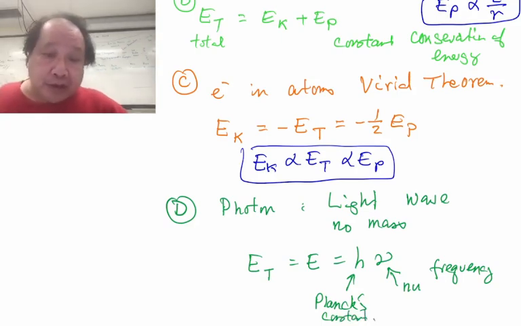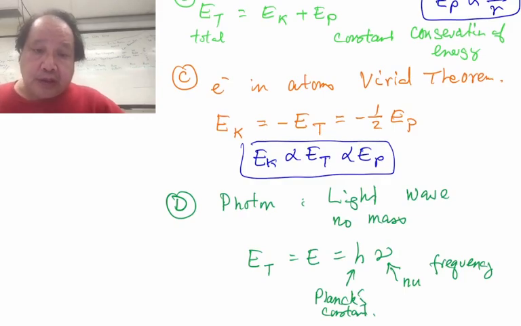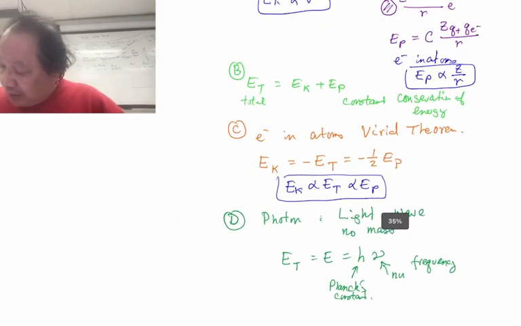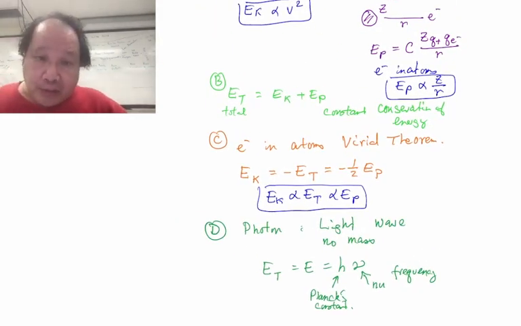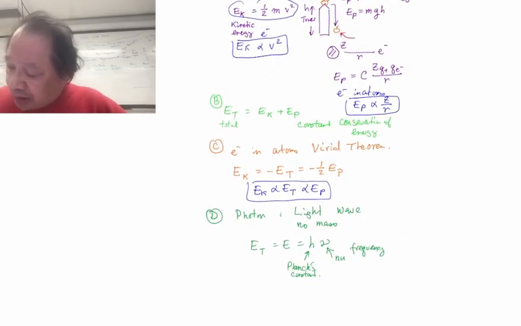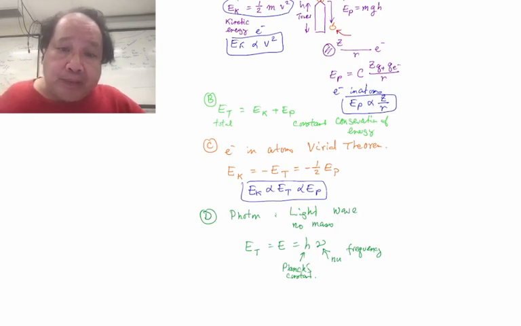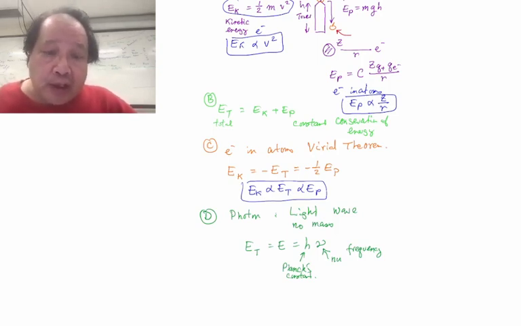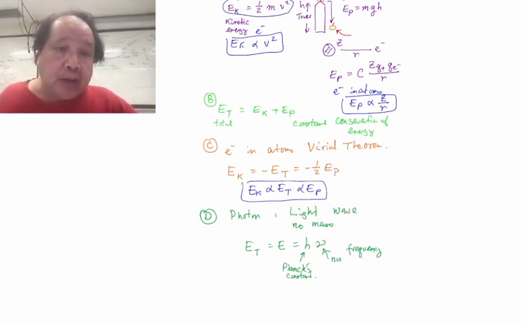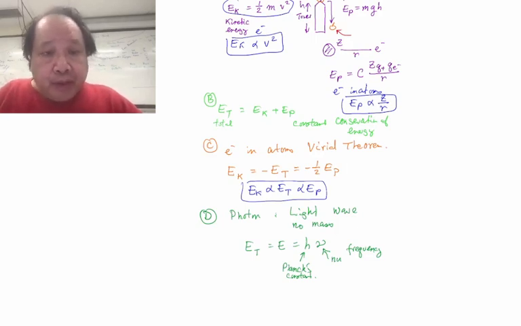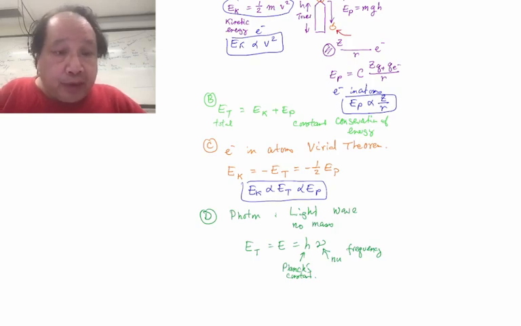So photons, light, obey a different energy formula, E equals h nu, and then we have the three key proportionality relationships for electrons in atoms. EK is proportional to v squared, EP is proportional to Z over r, and EK, ET, and EP are all proportional to each other. And we're going to use these concepts starting tomorrow, and we will continue throughout the semester.